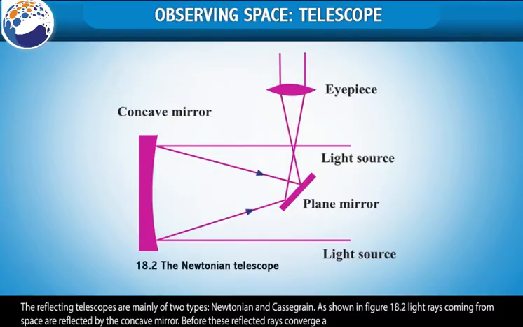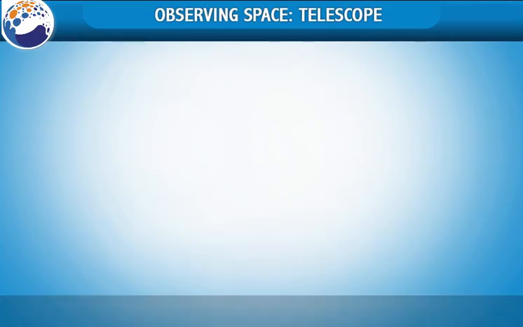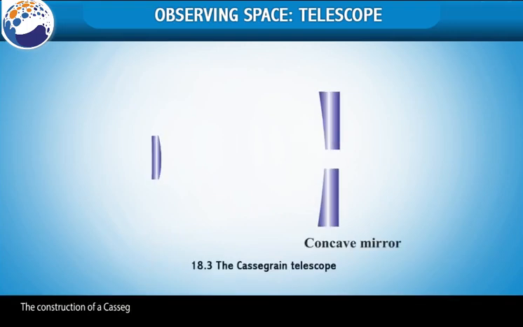Before these reflected rays converge at the focus, they are reflected again by a small plane mirror. As a result, they get focused at a point lying on the perpendicular to the axis of the telescope cylinder. They pass through the eyepiece and we get a magnified image of the source. The construction of a Cassegrain type of telescope is shown in figure 18.3.